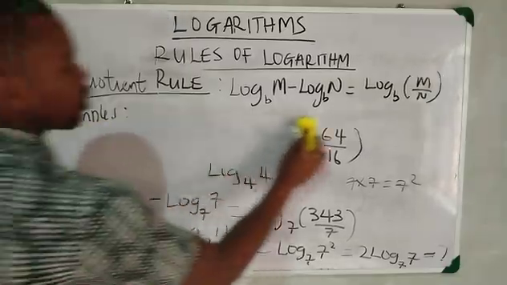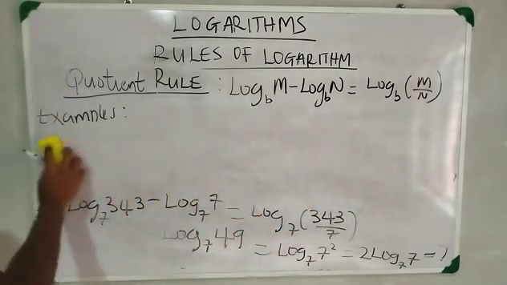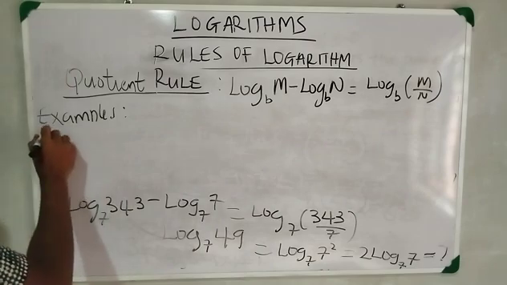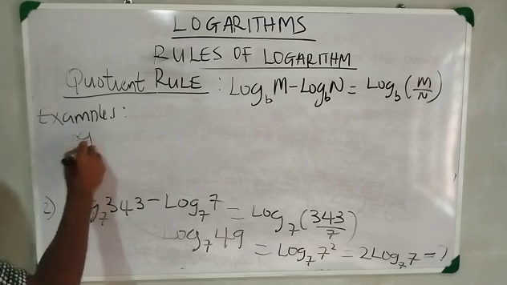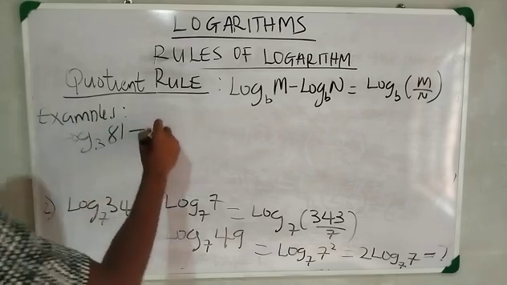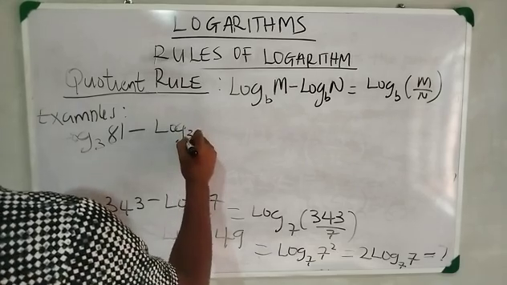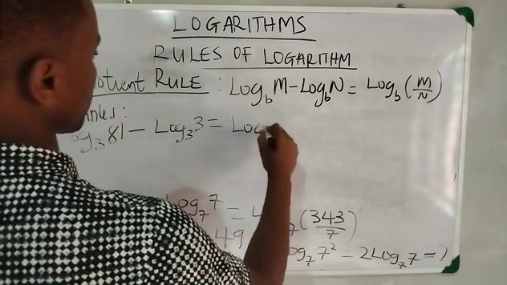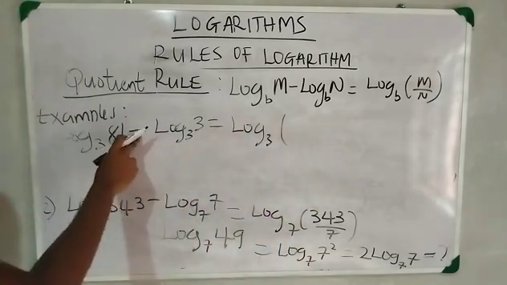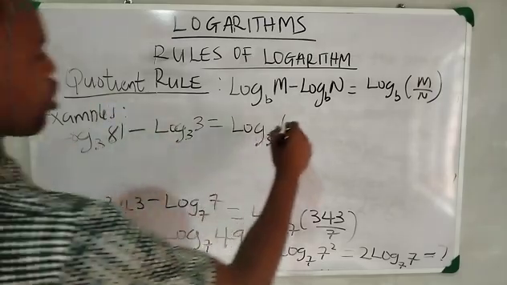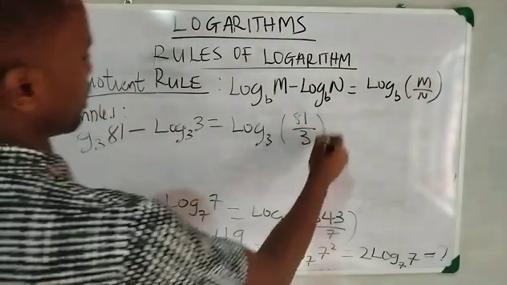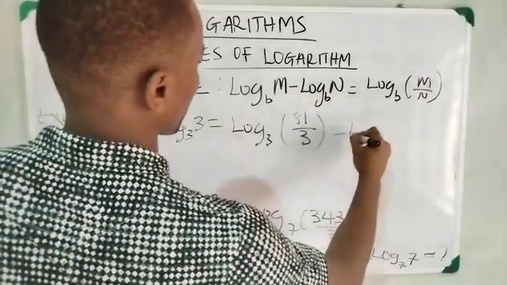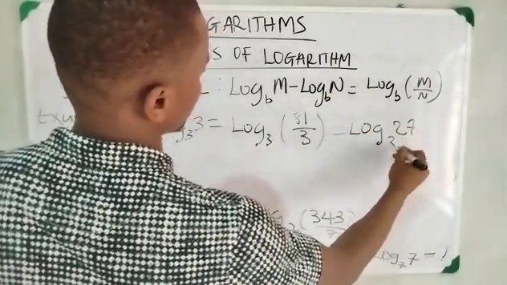Now let's solve one last example under the quotient rule. Alright? So this time we'll be operating in base 3. If I have log 81 in base 3, subtracting log 3 in base 3, what happens? Since the logarithms are the same base, I'm going to write it out first, log 3, and then since they are subtracting, I'm going to divide them, that's the quotient rule, of 81 divided by 3. Alright? 81 divided by 3 is 27, so I'm going to have log 27 in base 3.